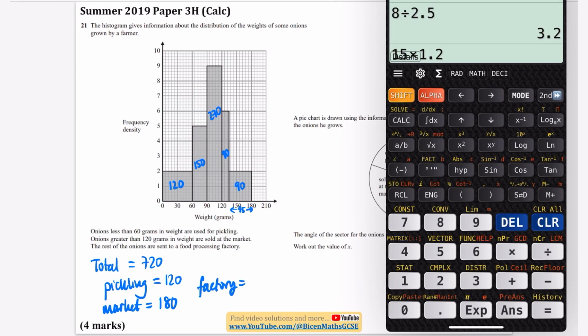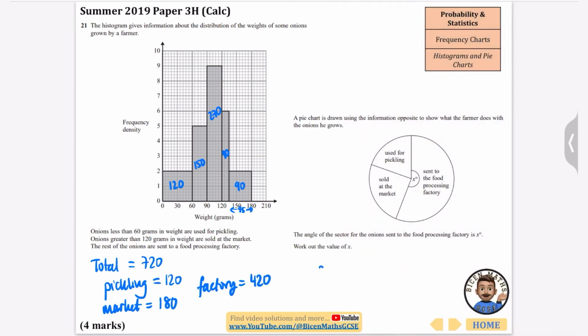I guess I could have even just calculated these areas. Maybe I didn't need all of them. I probably did. So I'm going to do the 720 minus the 120 minus the 180. So that is 420. So the value of x is going to be 420 out of 720. It's going to be the fraction which go to the factory, and I'm going to multiply that for the total angles in a circle, which is 360.